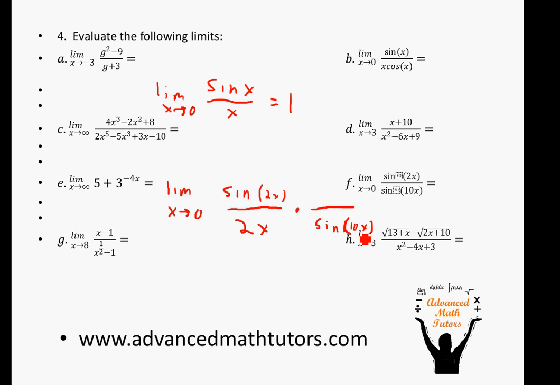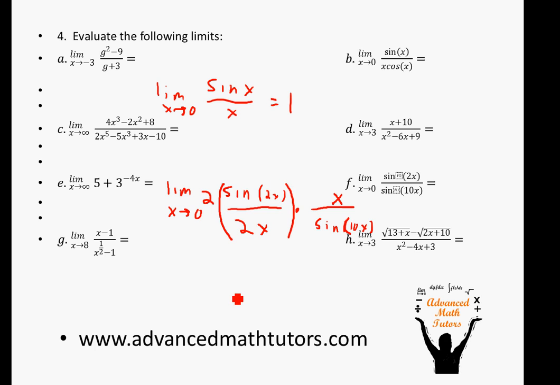I also need a 10x on top here for this limit to work out. So the x that I put here, I'm going to go ahead and put another x over here. So those x's will cancel. The 2 I'm going to put out here. Now, it's okay for me to put a 2 over there and an x over here. These two things will still cancel out the 2x, because in multiplication you can move things around. So this 2 times this times x is the same thing as sine 2x times 2 times x.